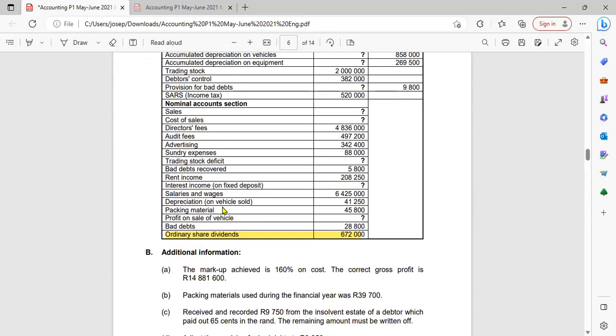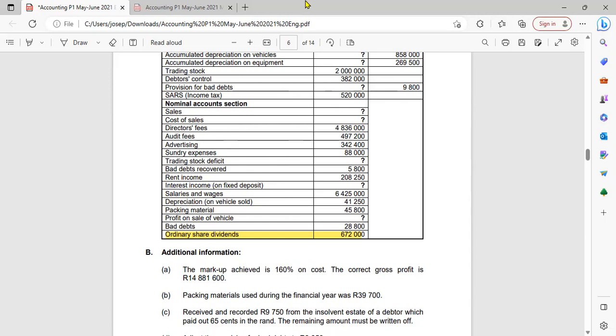Just note, guys, shareholders for dividends is going to be our final dividends if the information is not given. So shareholders for dividends is our final dividends, and ordinary share dividends is our interim dividends. If you're not given any information regarding interim dividends, just know your ordinary share dividends will be your interim dividends. And if you're not given information regarding final dividends, just know that shareholders for dividends at the end of the year will be your final dividends.